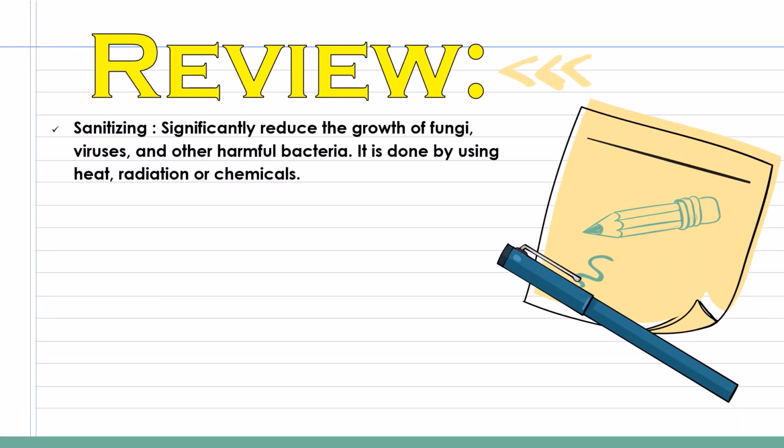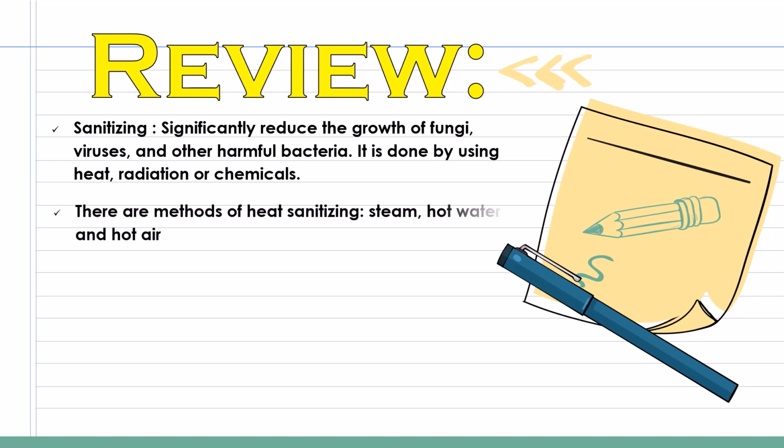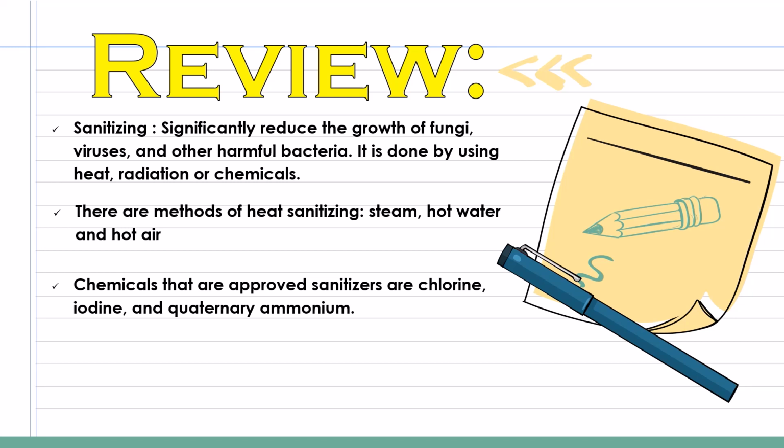Sanitizing. Sanitizing significantly reduces the growth of fungi, viruses, and other harmful bacteria. It is done by using heat, radiation, or chemicals. There are methods of heat sanitizing: steam, hot water, and hot air. Chemicals that are approved sanitizers are chlorine, iodine, and quaternary ammonium.